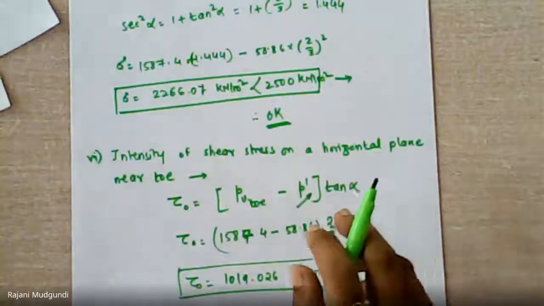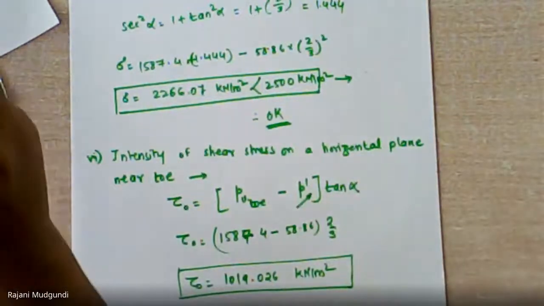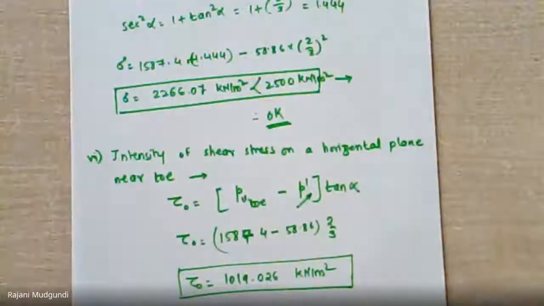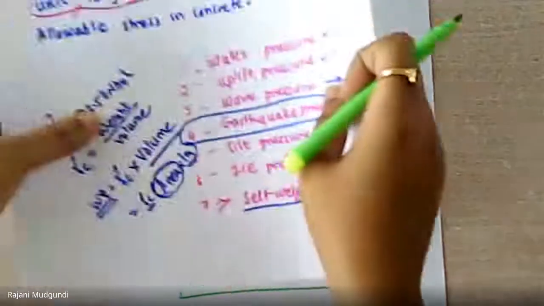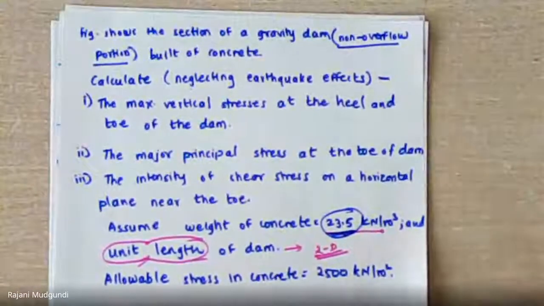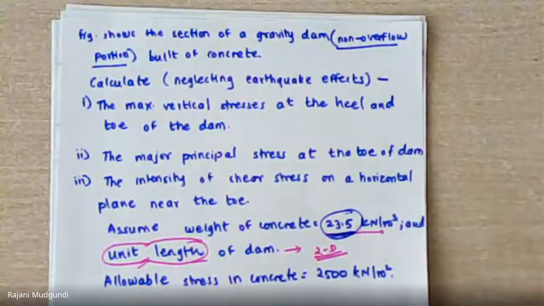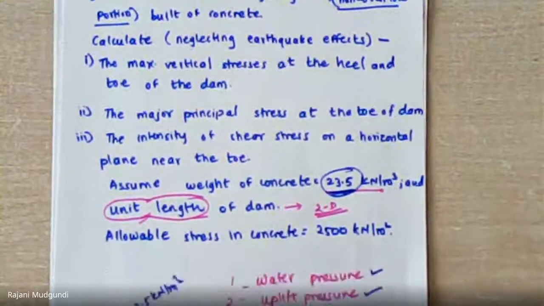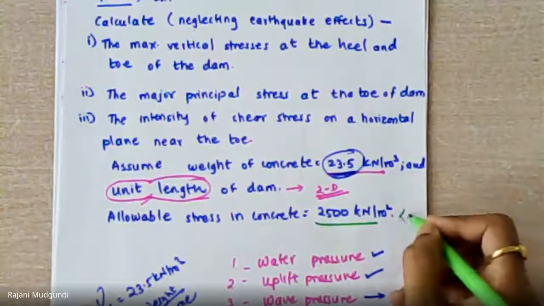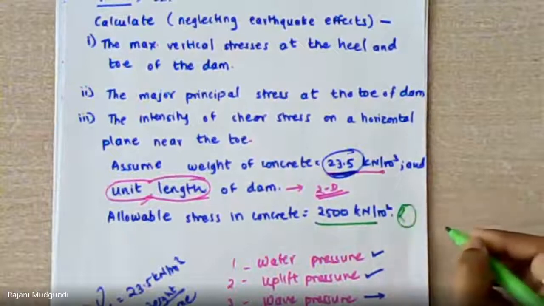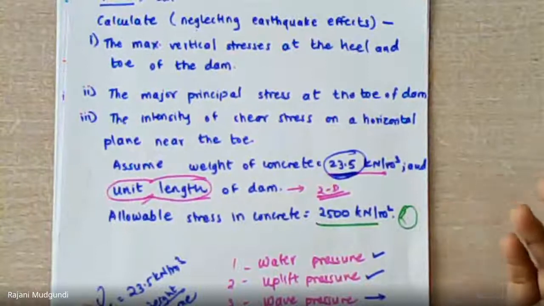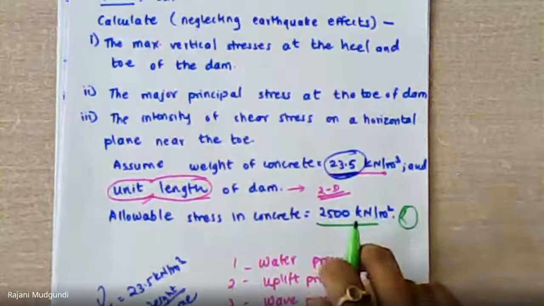So now, to summarize the entire procedure of this problem: with the given details of the dam cross section and all the other values, say the allowable stress in the concrete, which you have to check against the value of the allowable major principal stress which will get developed at the toe, or the maximum stresses which will get developed in the section.